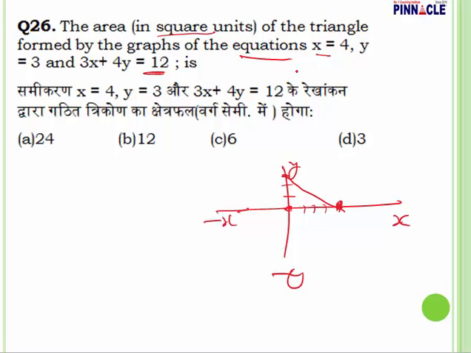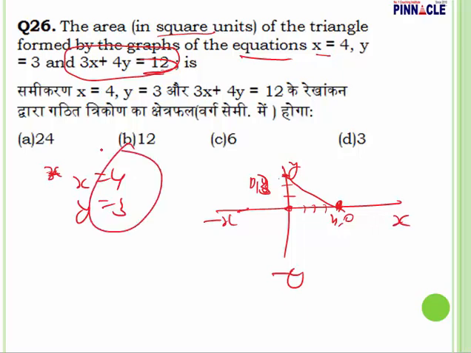Now this is the line, because here x is 4, y is 0, and x is 0, y is 3. If I put y equal to 0 in 3x plus 4y, then 3x is equal to 12 and x is equal to 4. And if x is 0, then 4y is equal to 12, y is equal to 3. So the coordinates are (4, 0) and (0, 3), the meeting points, and this would be the triangle.